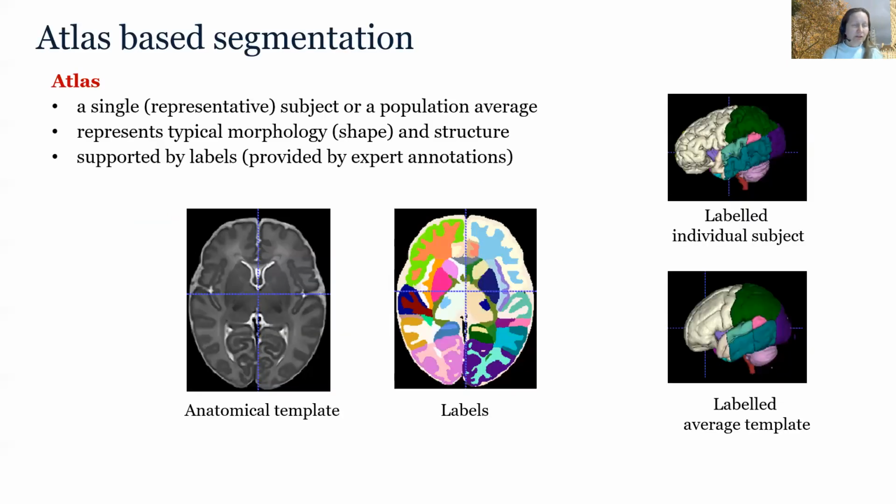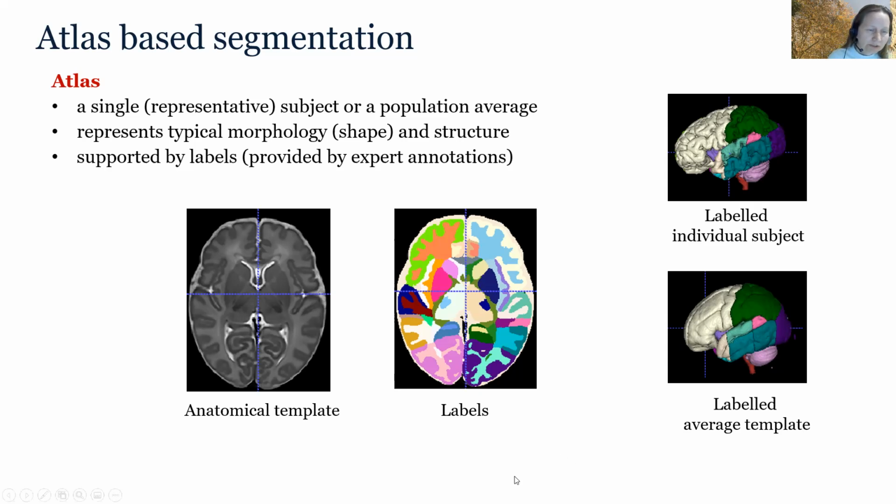So first, what is an atlas? An atlas is a single representative subject or a population average that represents a typical morphology or shape and structure of an organ of interest. The atlas also contains the labels that are provided by expert manual annotations.